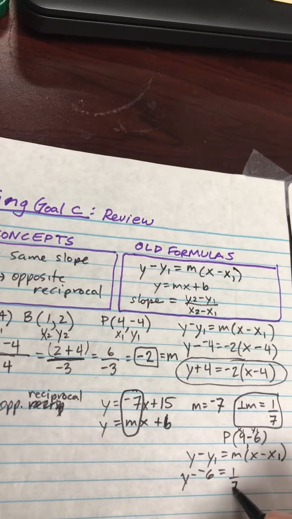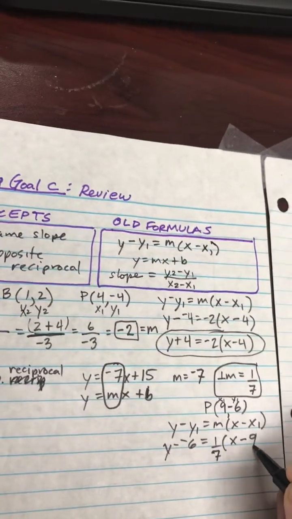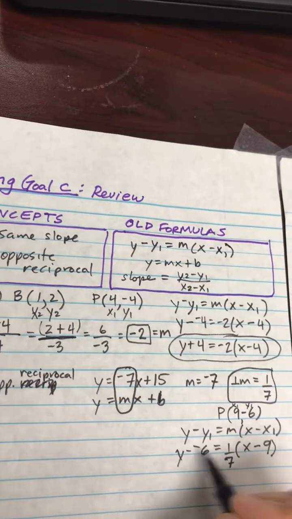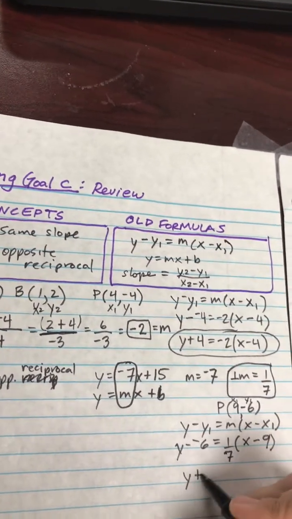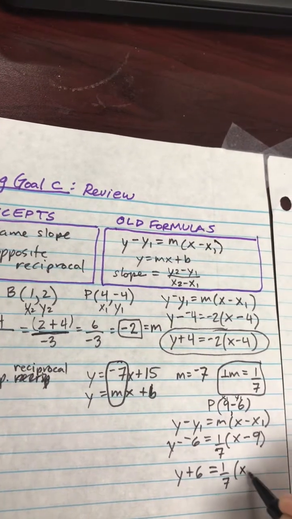Slope is 1/7, 1 over 7. x minus the x-coordinate, which is 9. Now, I can't really box that out as my answer because when I subtract a negative, that's adding. This is my final answer.